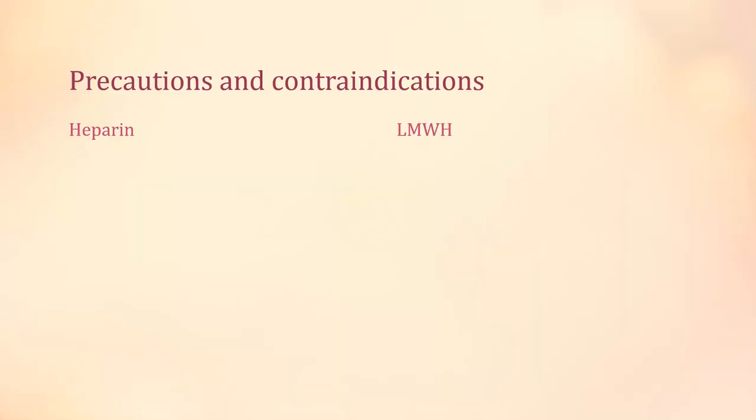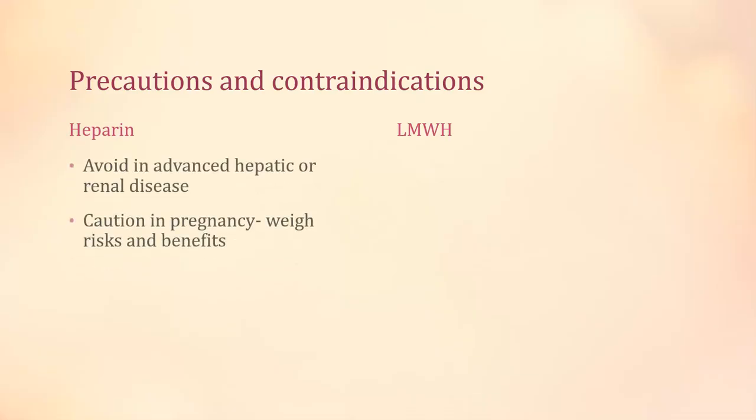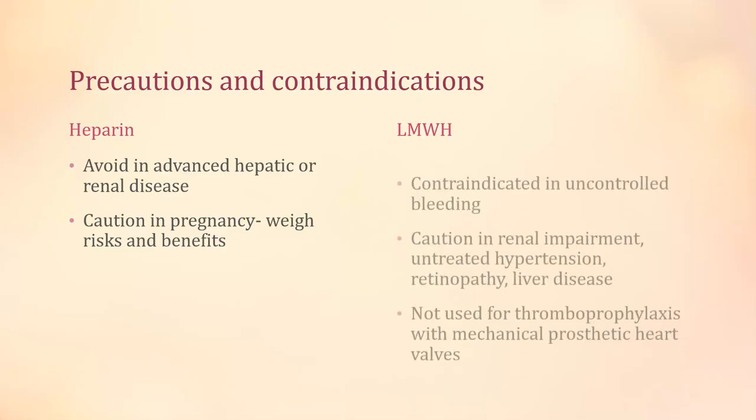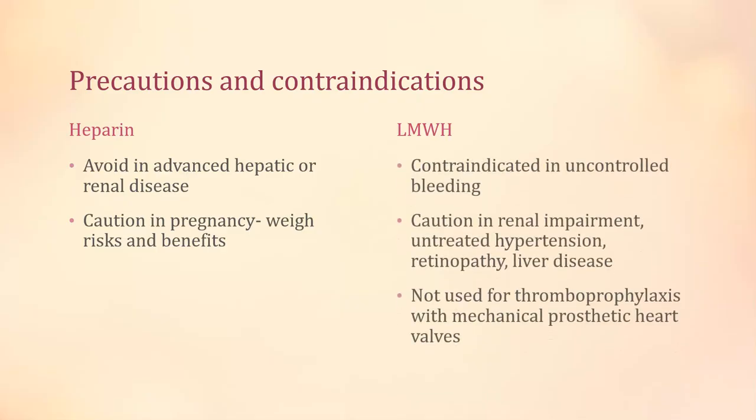Some precautions and contraindications of heparin and low molecular weight heparin. For heparin, avoid use in advanced hepatic or renal disease. Caution in pregnancy, you should weigh the risks versus the benefits. Low molecular weight heparin is contraindicated in uncontrolled bleeding. Use cautiously in renal impairment, untreated hypertension, retinopathy, and liver disease. It is not used for thromboprophylaxis with mechanical prosthetic heart valves.